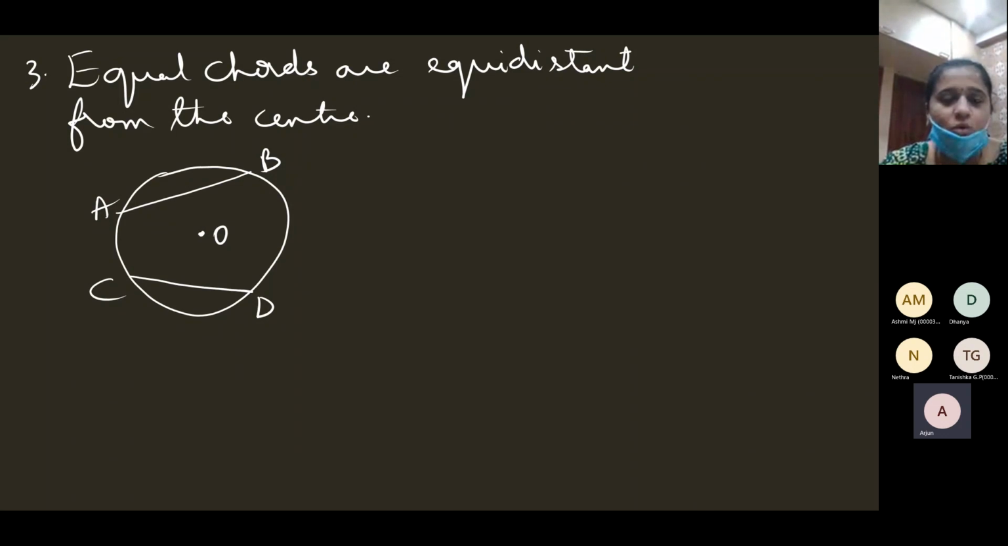So see here, AB is a chord. You want to know the distance of the chord AB from the center O. For that, you'll have to draw the perpendicular from the center to the chord, because distance is always perpendicular distance. Not W, M it is, sorry. So we draw OM perpendicular to AB. Why? Because distance is always perpendicular distance. Similarly, draw ON perpendicular to CD.